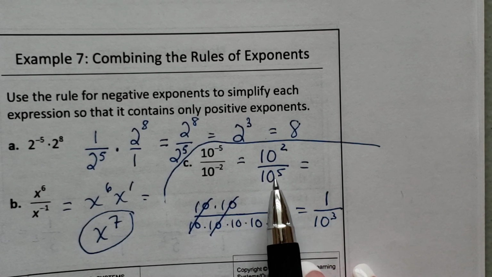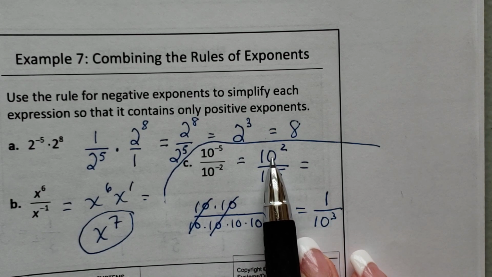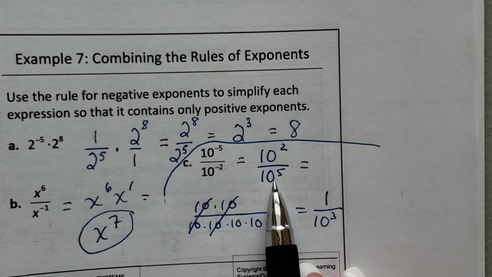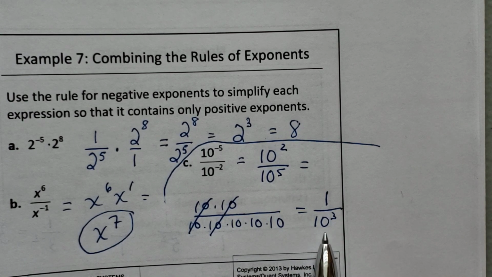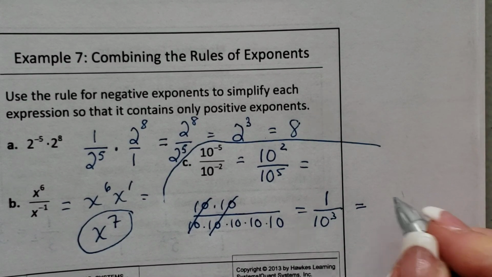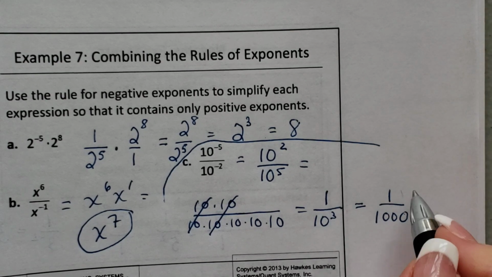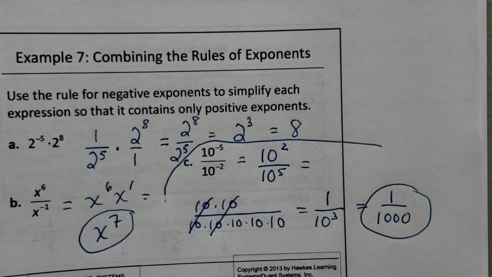And then you look at your problem and say, okay, do I have more 10s in the denominator or more 10s in the numerator? Well, if you have more 10s in the denominator, that means when everything cancels, that's where they have to stay. Since you have more in the denominator, your final answer has 10s left in the denominator. Now 10 to the 3rd power is 1,000. So my final answer on this one is 1 over 1,000.